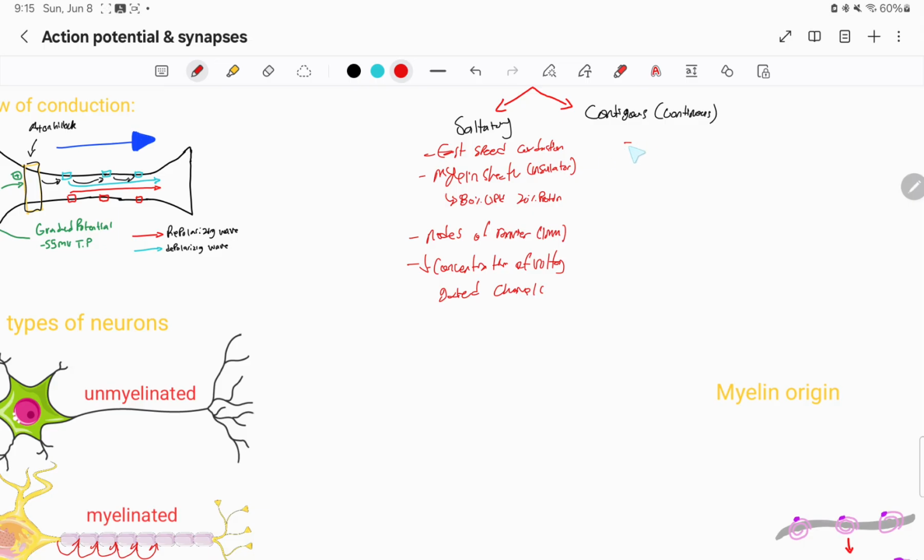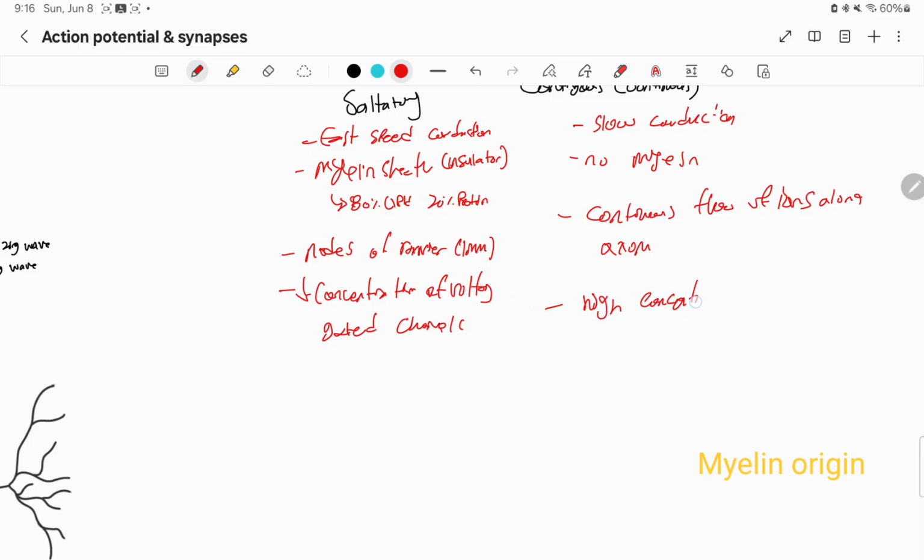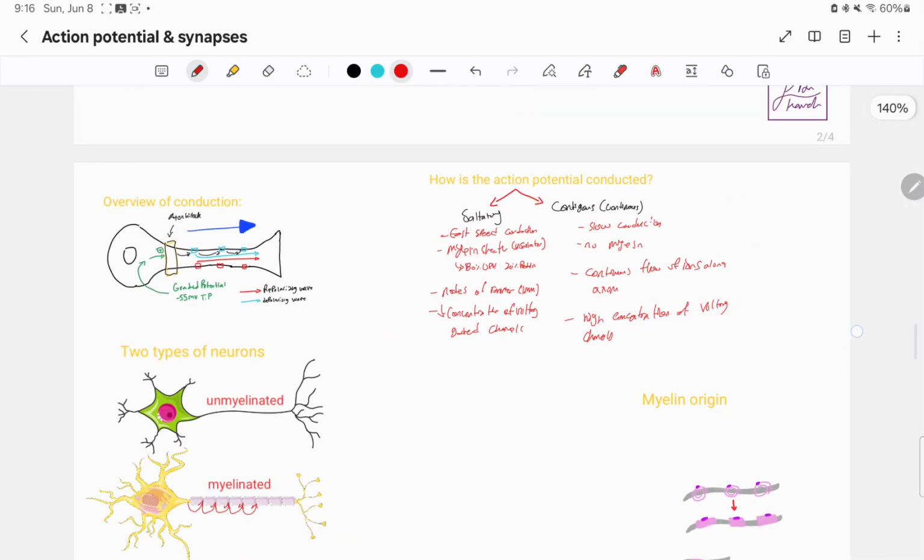Now, if there is no myelin, right, the conduction speed is much slower. Okay, so slow conduction, and that's because there is no myelin. But there is a continuous flow of ions along the axon. And once again, because there is no myelin, there is a high concentration of voltage-gated channels. Okay, great. Again, it has to just do with the fact that there's no myelin.